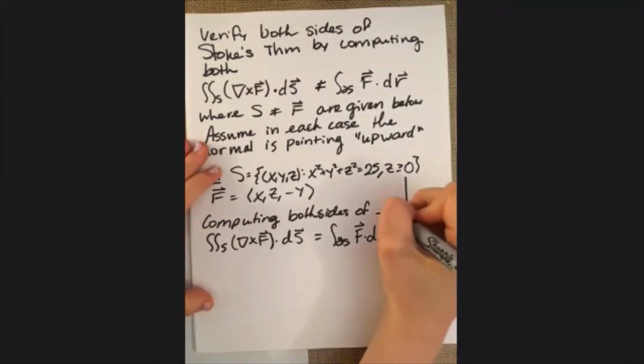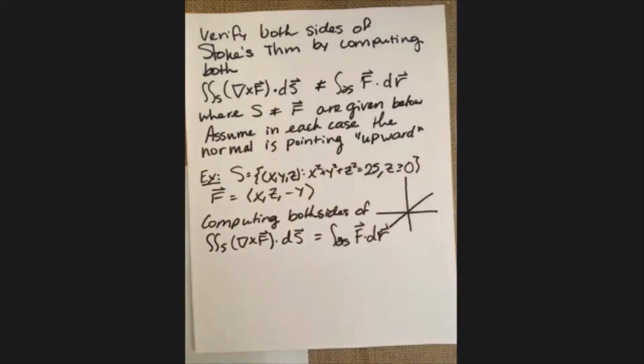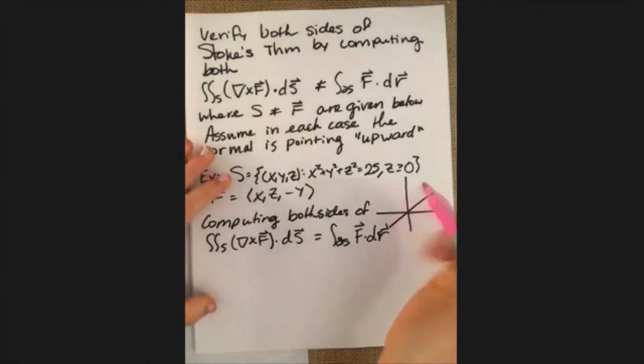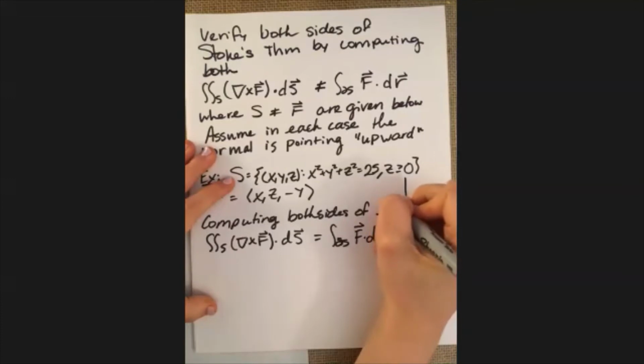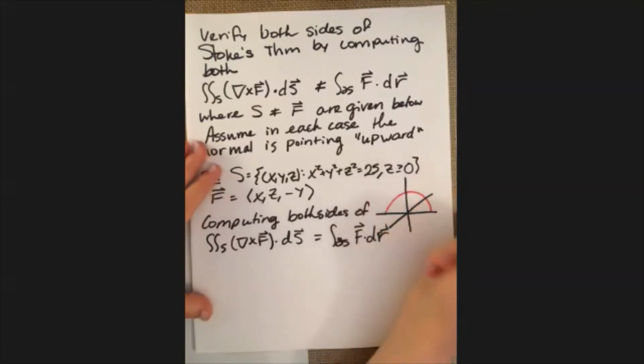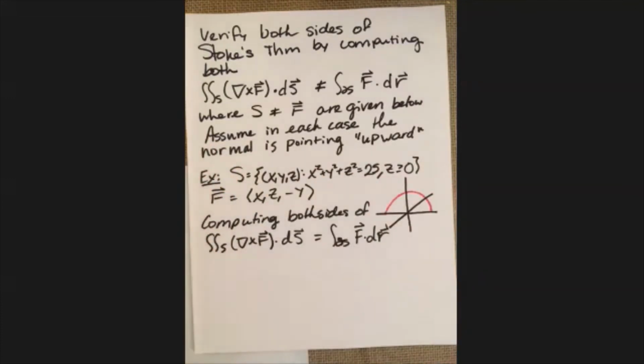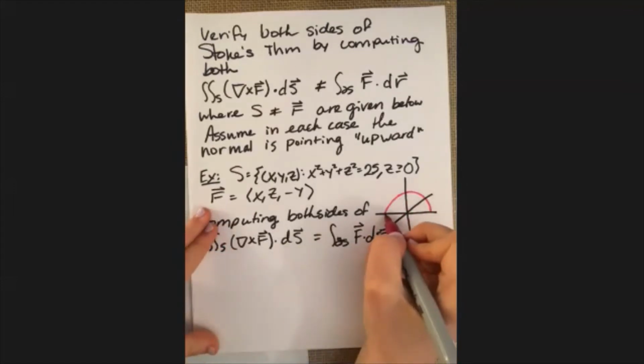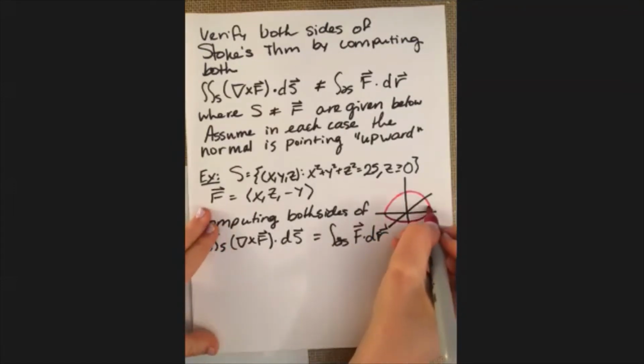So let's use some different colors. Here's kind of like the domed part right there. And then my boundary would be given by this kind of circle down here at the bottom.